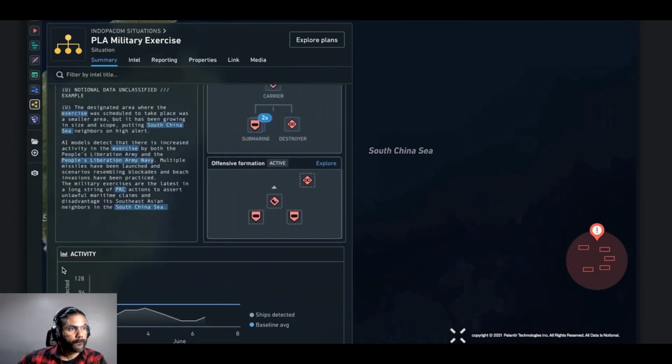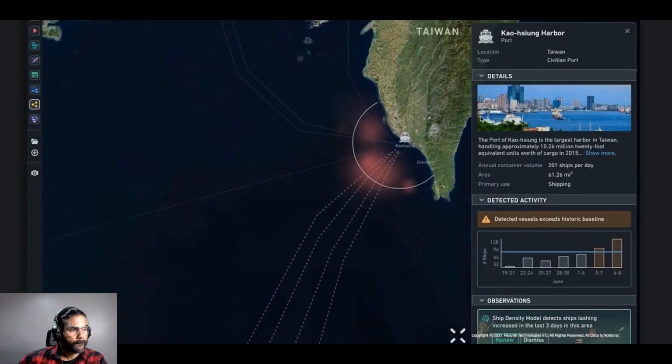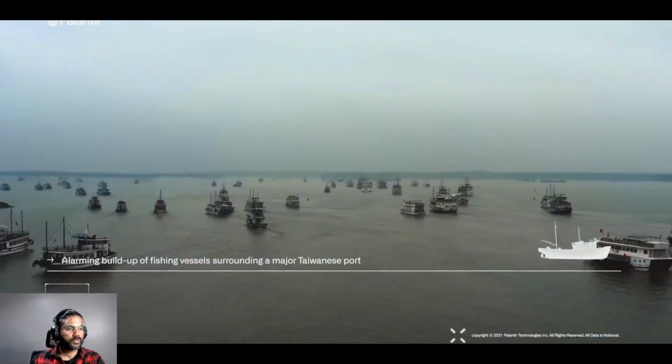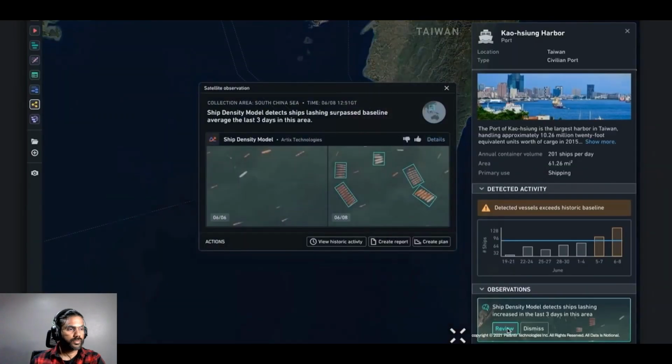Monitoring the exercise, AI models running on satellite data detect an increased level of military activity. To the north, ship detection models identify an alarming buildup of fishing vessels surrounding a major Taiwanese port. An activity model detects that many of those ships are tied together, suggesting an ulterior motive and increasing the risk of a blockade.